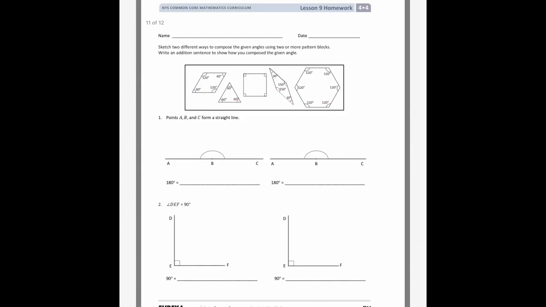Hey guys, I'm going to go over lesson 9's homework with you. I know you probably don't have pattern blocks at home, but there's some drawn at the top for you to use for reference with this. So I'm just going to show you how it should have been done. I know it's a little difficult without them, but we're going to talk about it.